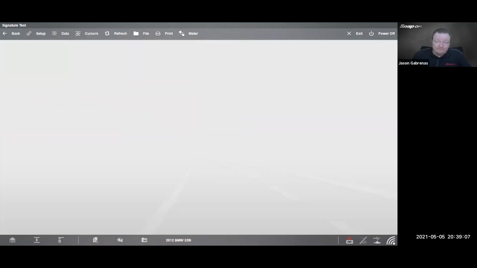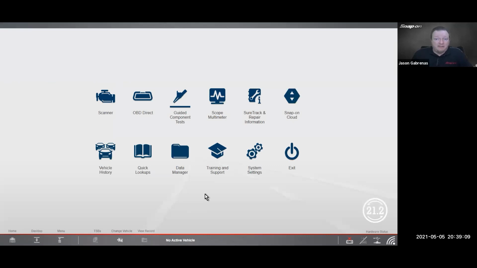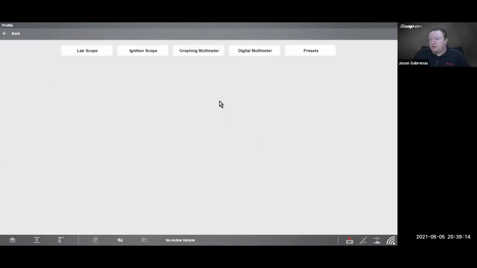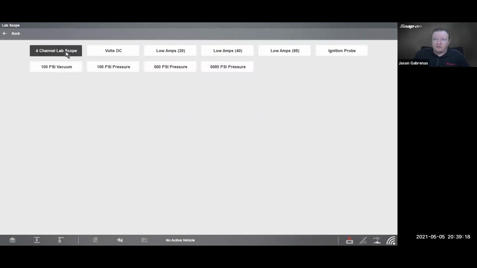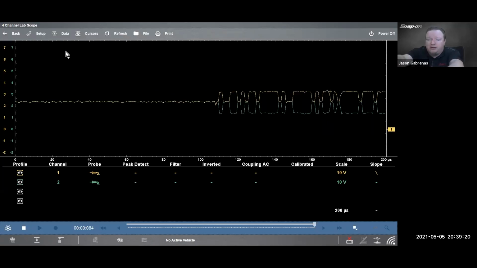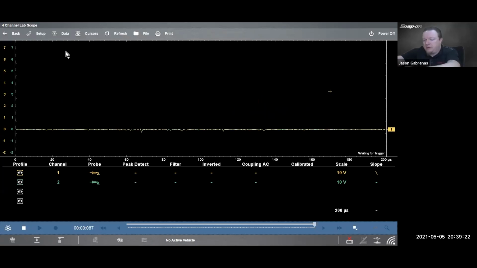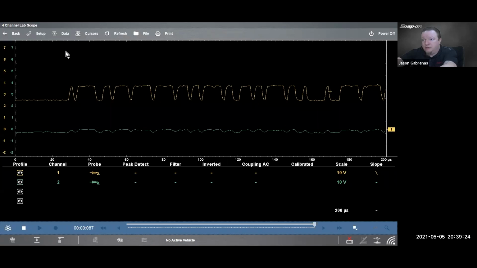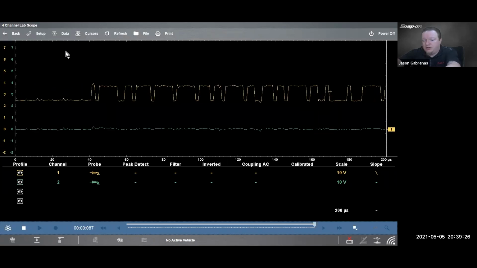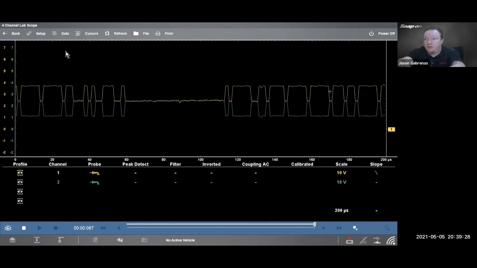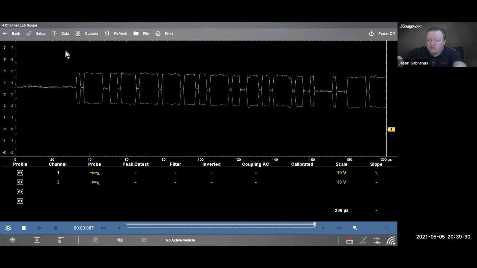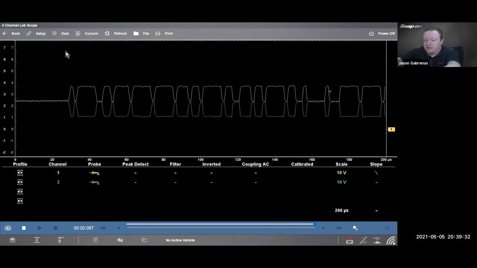Now, maybe you don't want to use that. Maybe you don't have a Snap-on tool. That's fine. We can just use a straight scope. So if I go into scope multimeter, I'm going to pull up my regular 4-channel lab scope. Now I have my BMW here, but I want to go on to my Subaru because I can do a little bit more with this actual control module. So let's do that. All right, so there we go.